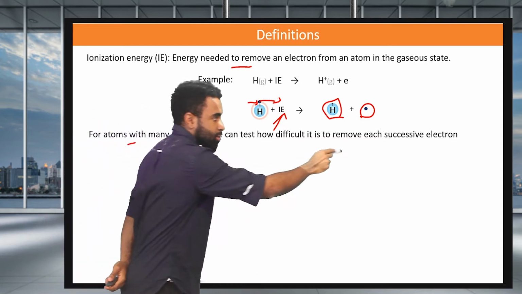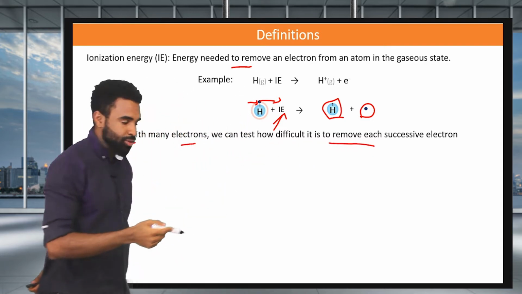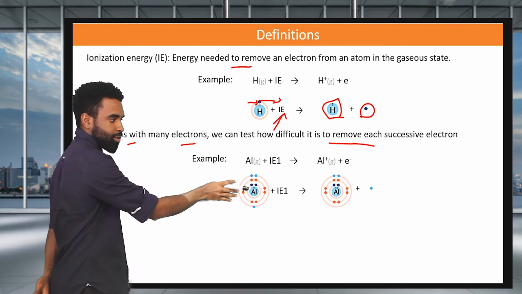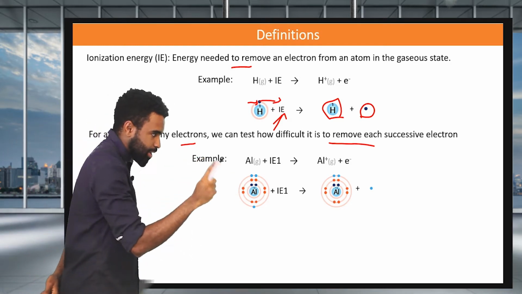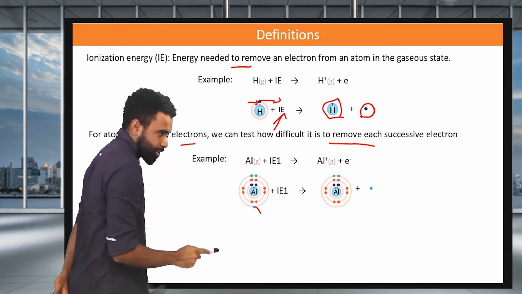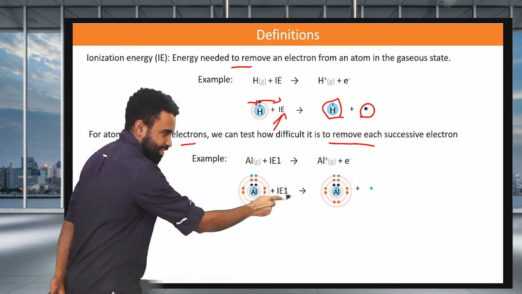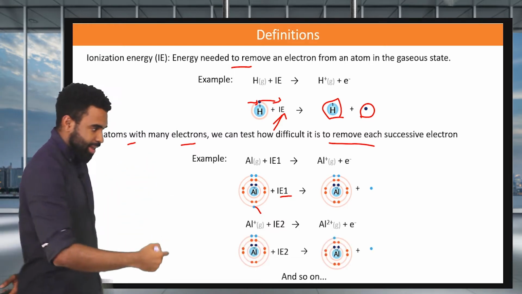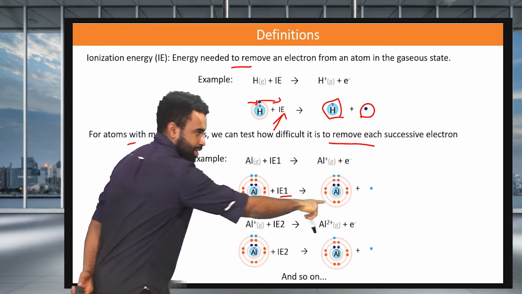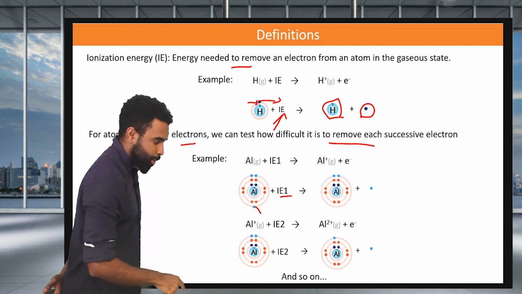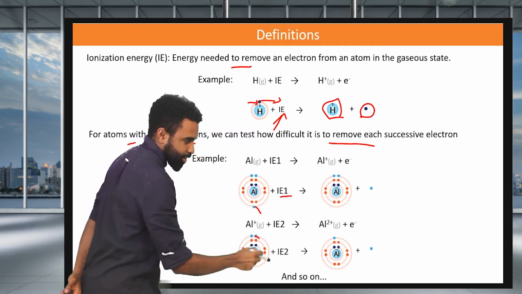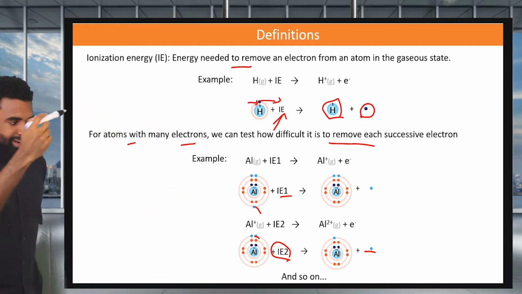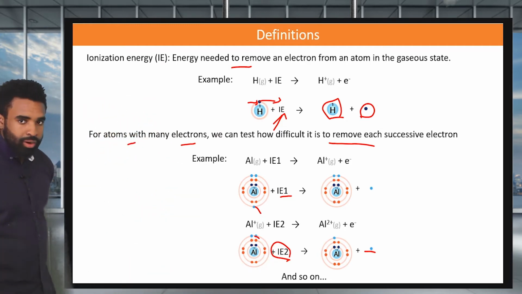Now hydrogen has just one electron, but for atoms with many electrons, we can test how difficult it is to remove each successive electron. So take aluminium here. Aluminium has 13 electrons. We can see how much energy we need to take out just this first electron. We call that ionization energy 1, or first ionization energy. And then how about the next electron? So we take this monopositive ion and try to knock out another electron from it with some amount of energy, and that energy would be called the second ionization energy, and so on.